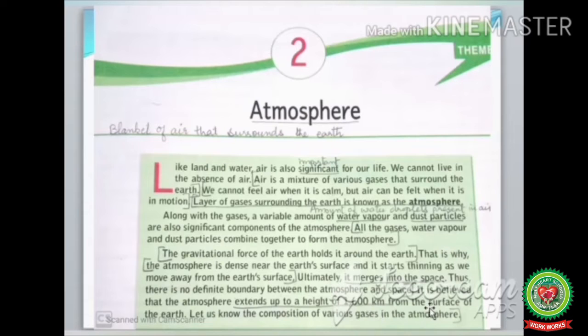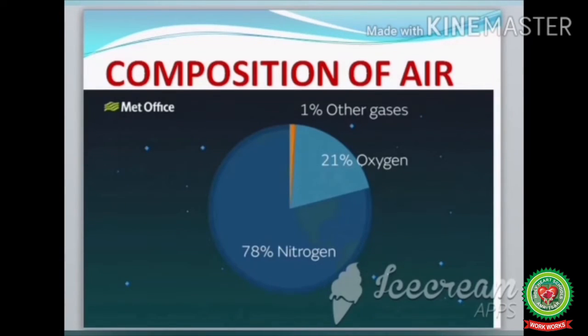Let us know the composition of various gases in the atmosphere. Composition of air. Air is a mixture of various gases in different proportions. First is nitrogen with 78%, which comprises a large part of atmosphere.